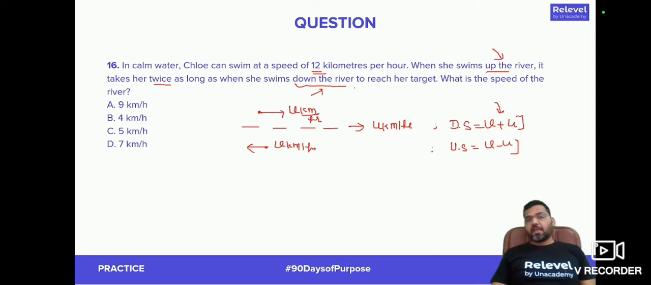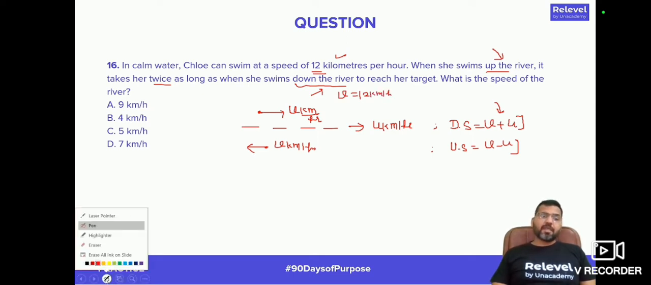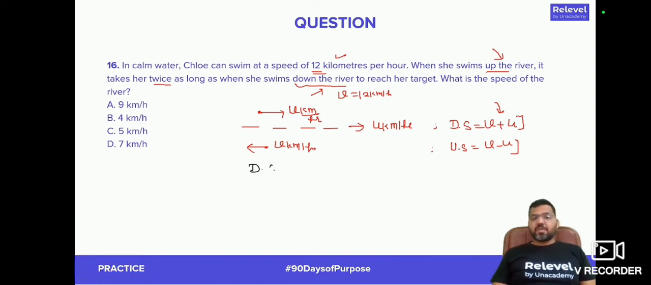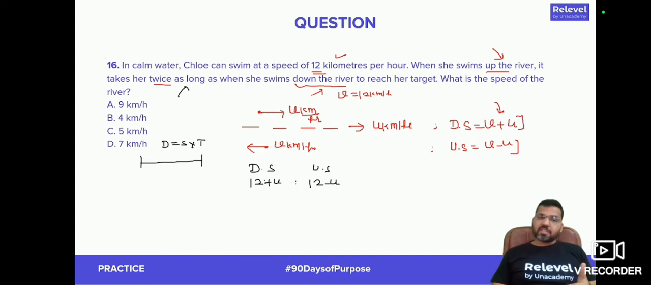Now, it's given to you that in this particular question, Chloe can swim at a speed of 12 km per hour. That means the value of v is given to us as 12 km per hour. That means the downstream speed would be 12 plus u and the upstream speed will be 12 minus u. Now, it says that when you are swimming up the river, the time taken is twice as long. But you're traveling the same distance, so apply the same concept of proportionality here. If distance is constant, speed and time will be inversely proportional to each other.